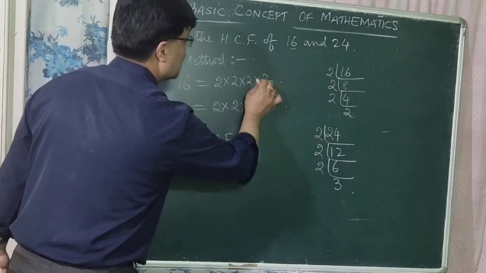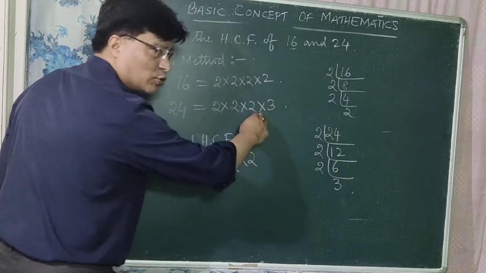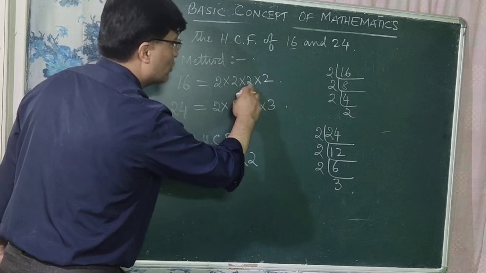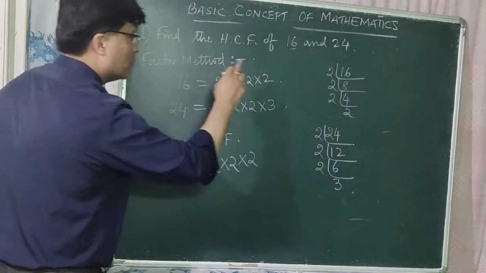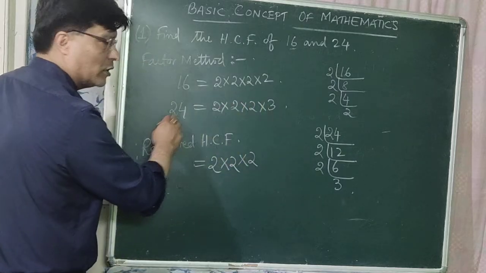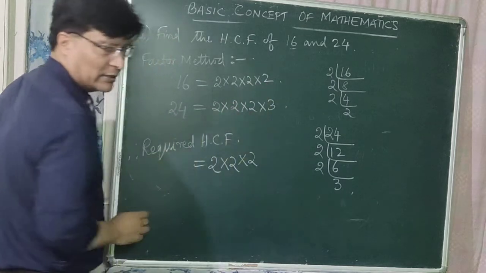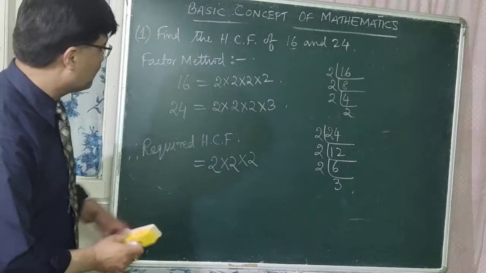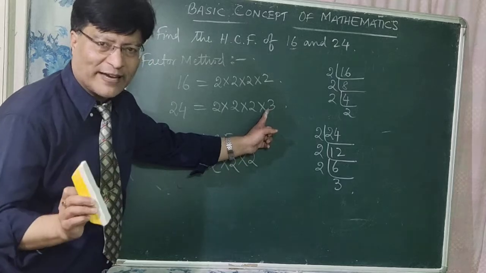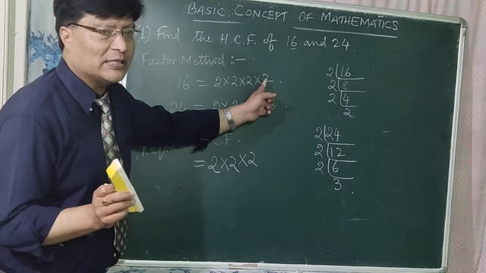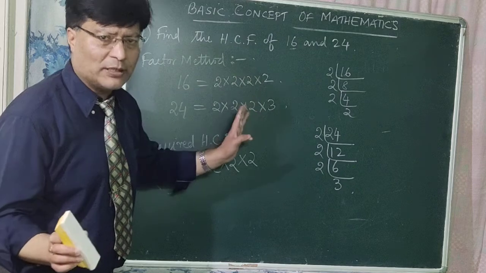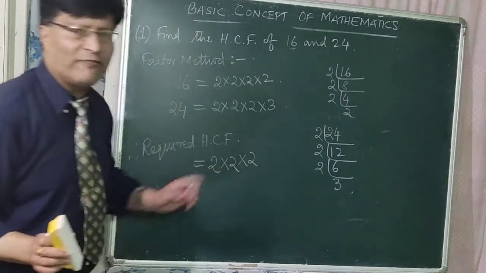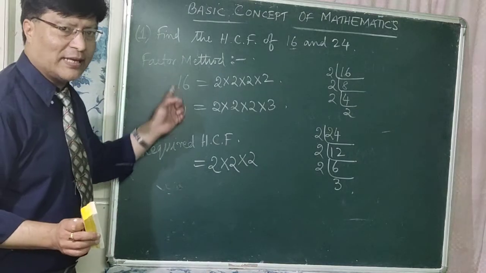But this fourth 2 is there, fourth 2 again here. No. This is the fourth 2 for this 16. There is no fourth 2 for 24. So this 2 is not common out here. Okay, so you don't have to write this 2 out here. Now again, in 24 there is one of the factors, 3. But 3 is not in 16. So this is also not common here. So you don't have to write 3 here. So these are the only common factors in both 16 as well as 24.